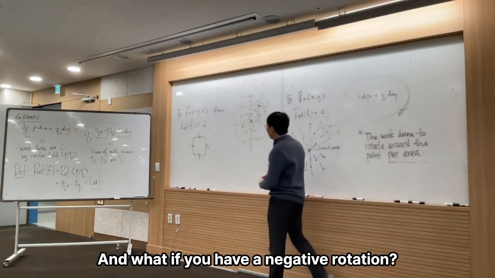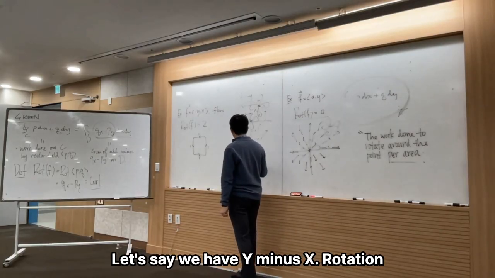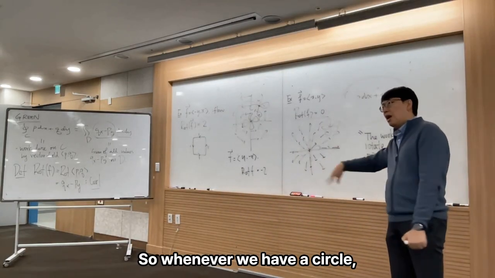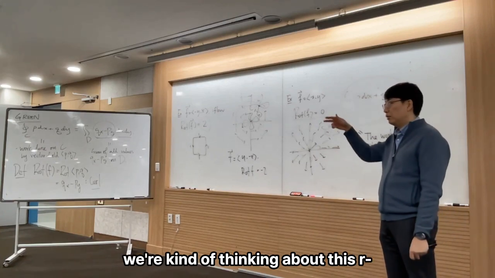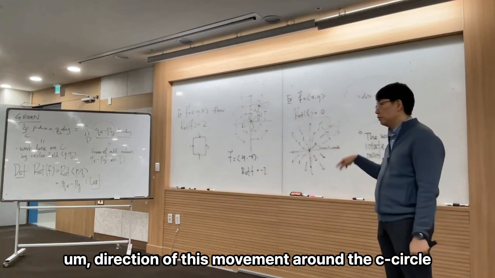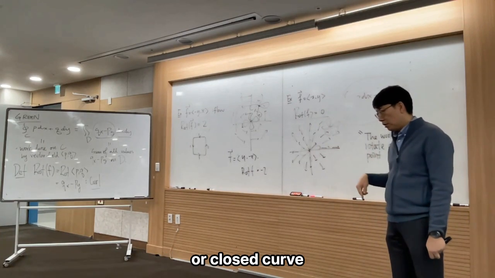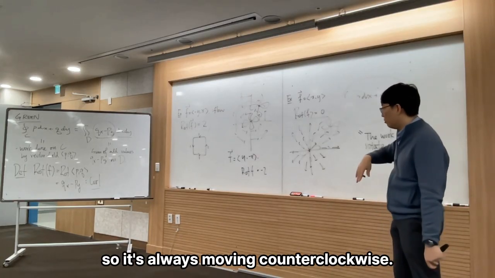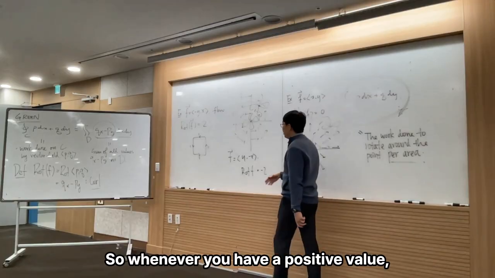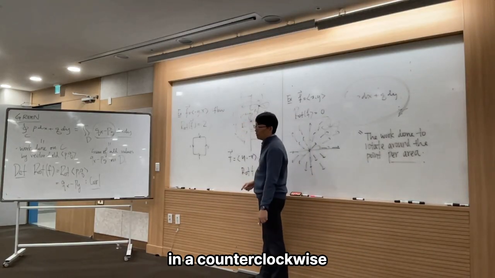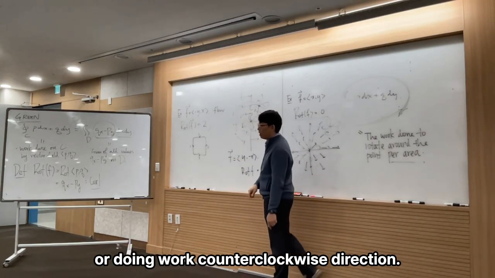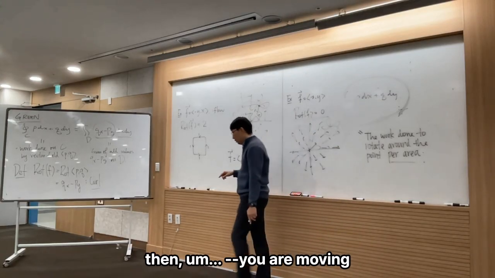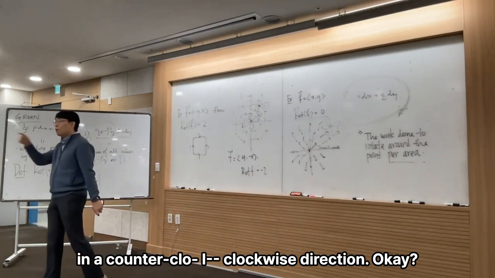And what if you have a negative rotation? Let's say we have y minus x. Rotation is minus 2. Whenever we have a circle, we think of the direction of movement around a circle or closed curve as counterclockwise. So whenever you have a positive value, you're moving or doing work in the counterclockwise direction.